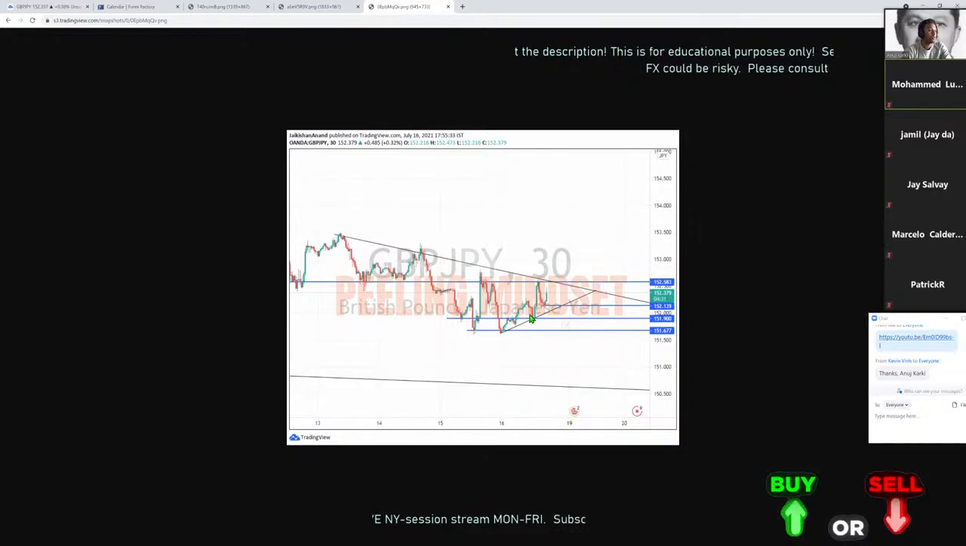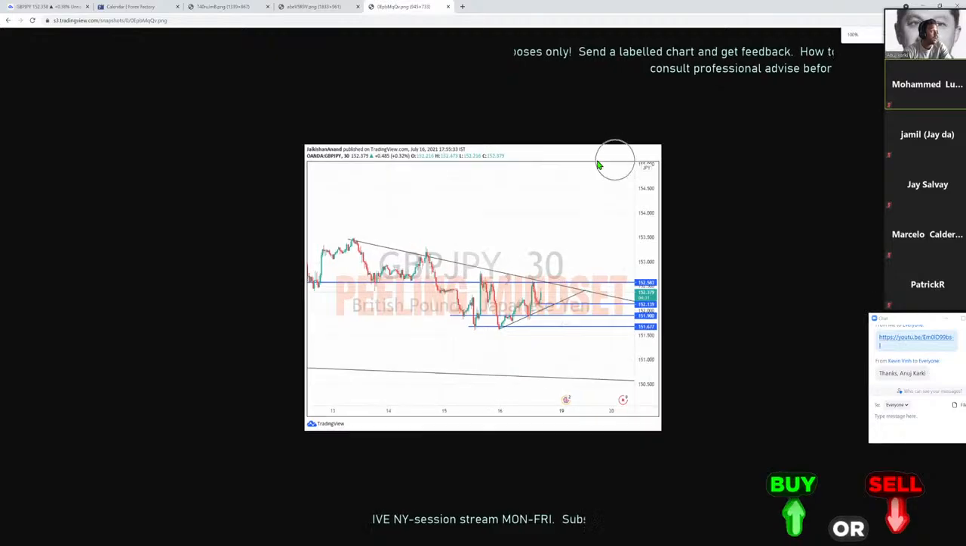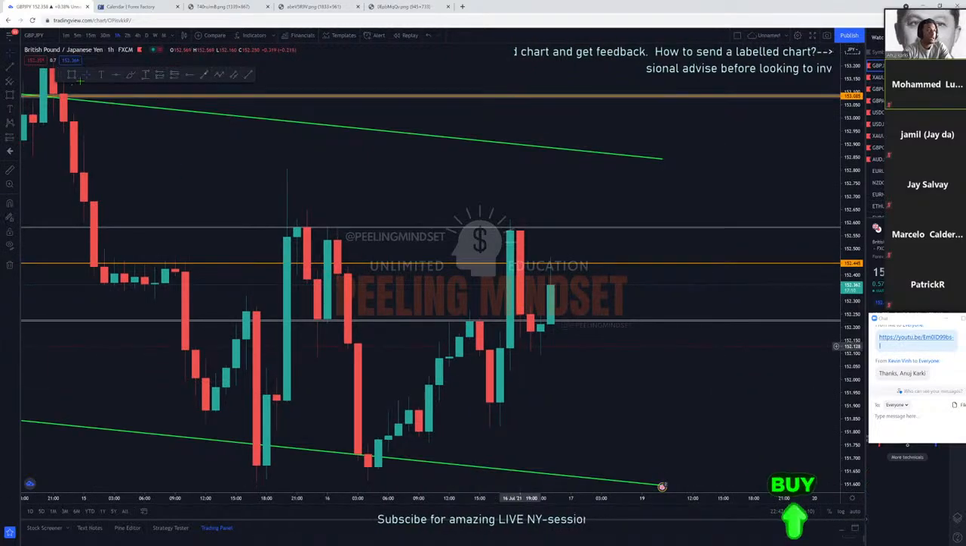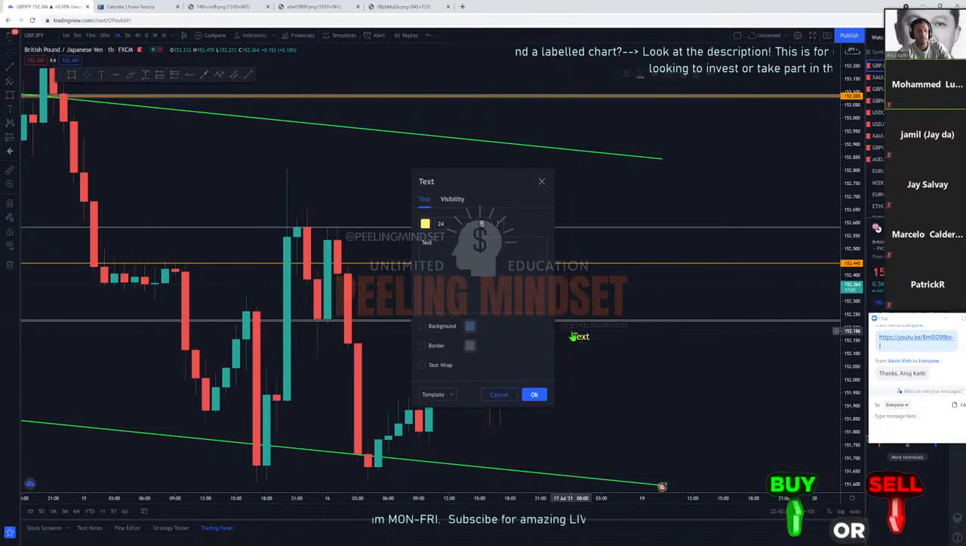So I don't see your support. Is this a support? What's happening? What is this 152, 139? I don't know what that means, right? You have to be clear. You have to write down support. If you don't know how to write on your chart, this is how you do it. You draw a line, and you write with your text tool: this is your support. You say okay, support.